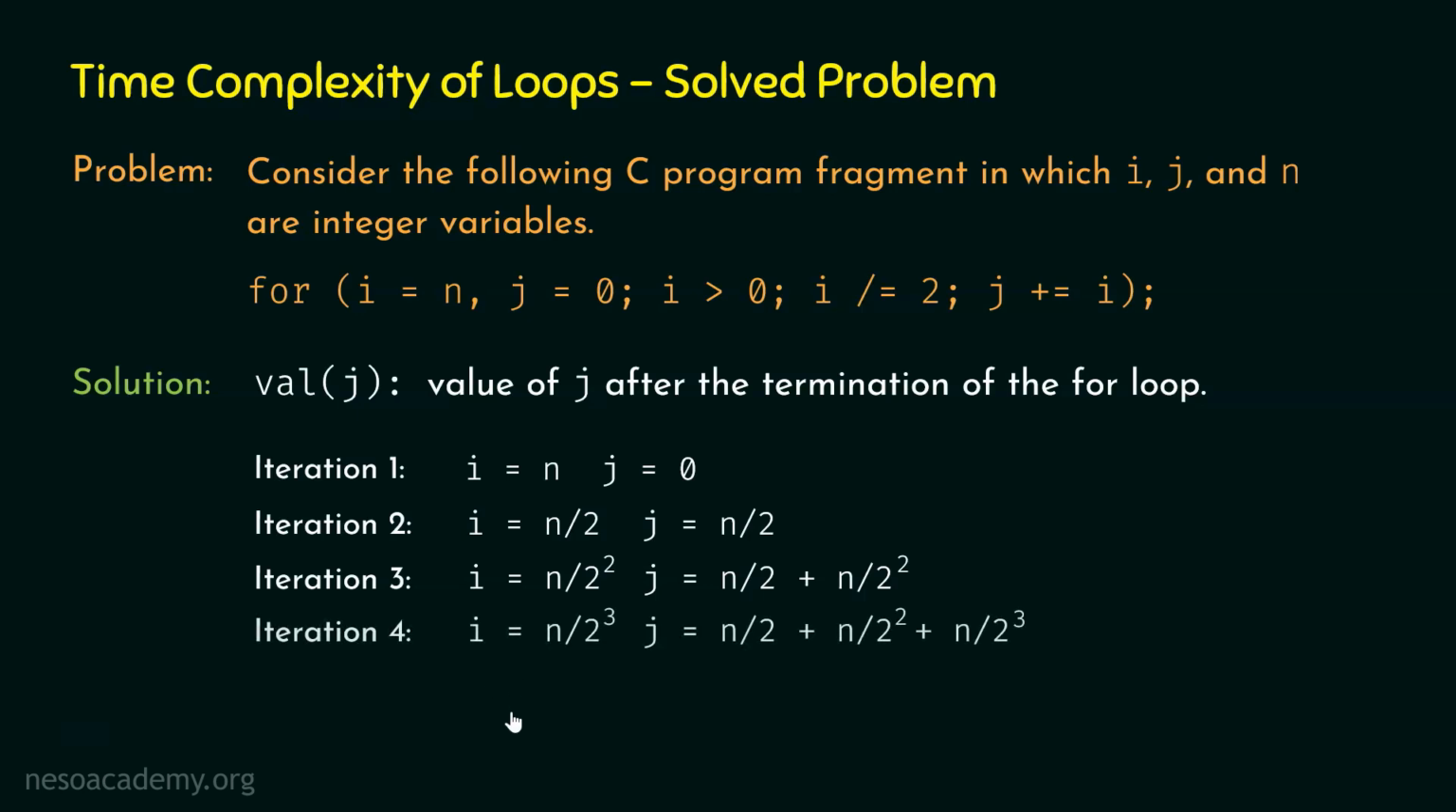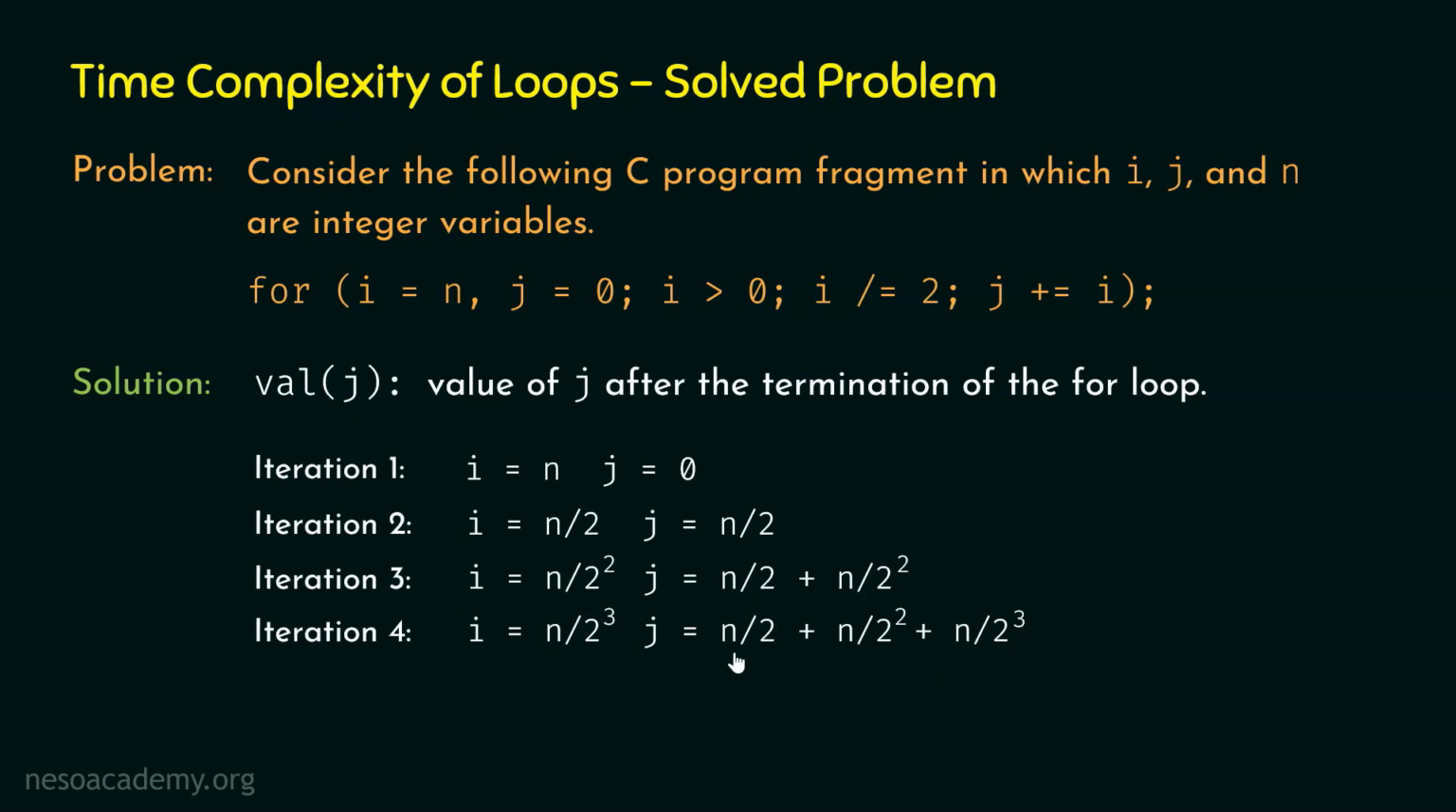So in iteration number 4, the value of i is n/2^3 and the value of j is n/2 + n/2^2 + n/2^3. At this point, we can observe a pattern. The value of j in iteration number 4 is n/2 + n/2^2 + n/2^3. We can observe the difference of the powers of 2 is 1.